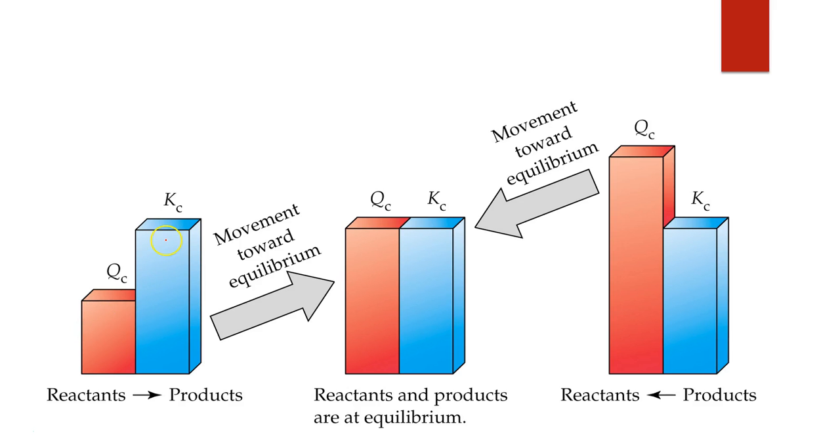So if Kc is bigger than Qc, the reaction will move in the forward direction, producing more products to make them equal and drive the system towards equilibrium. If Qc is bigger than Kc, then the reaction must proceed in the reverse direction in order to increase the amount of reactants and bring it back in line with Kc for the system to reach equilibrium.